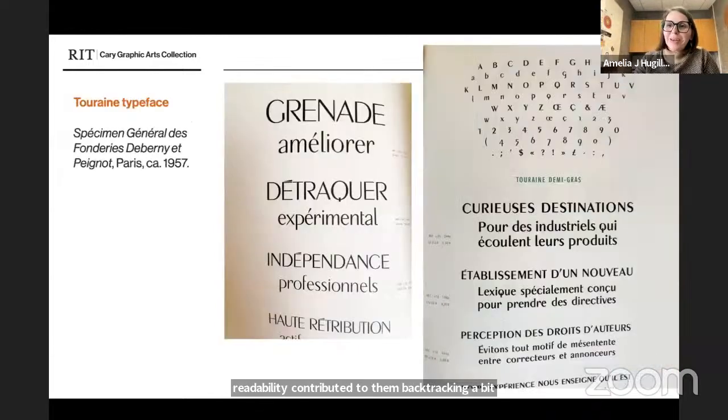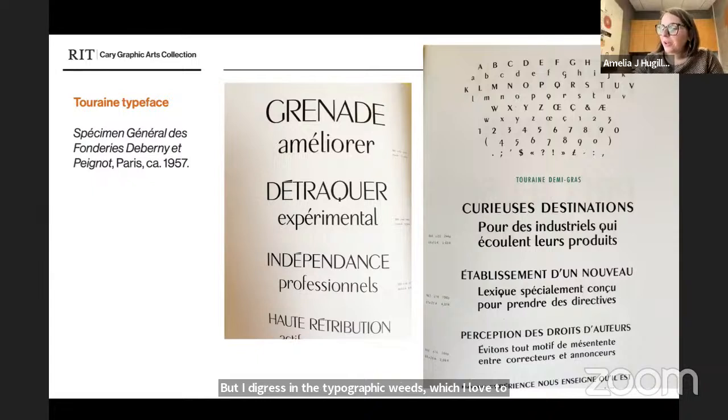But I think the need for it to be leaded wide for optimal readability contributed to them backtracking a bit. And this backtracking happened after the war, and they reworked the Peignot typeface to include the old forms of the lowercase in a typeface later called Touraine. And we're seeing the post-war type specimen reworking Peignot. But I digress in the typographic weeds, which I love to do anyway.